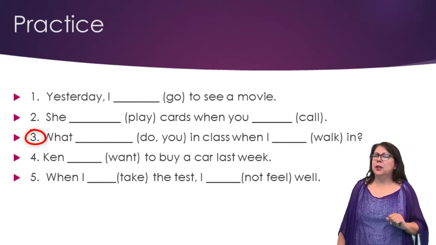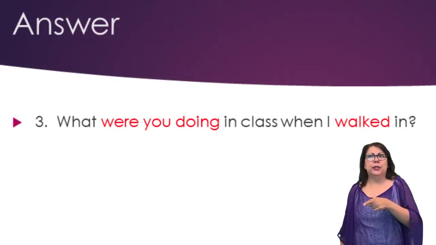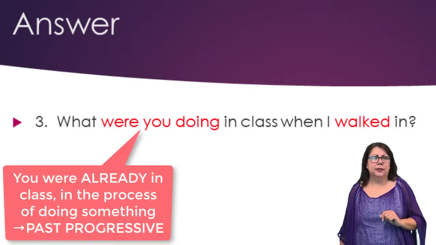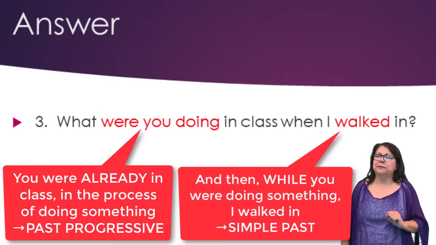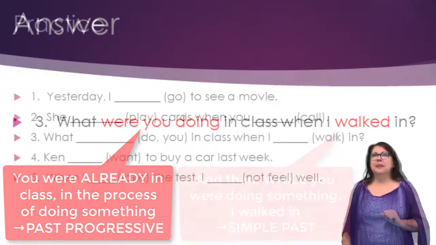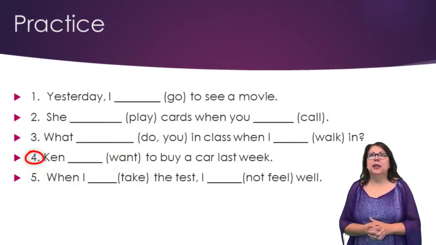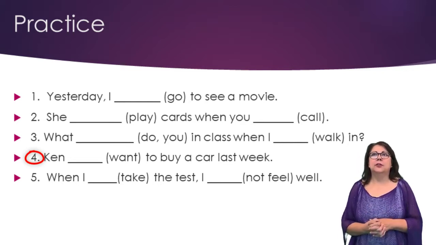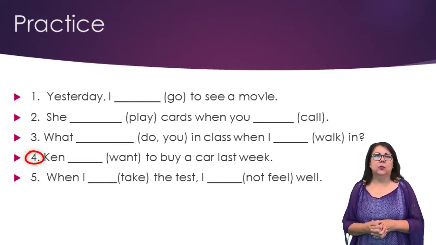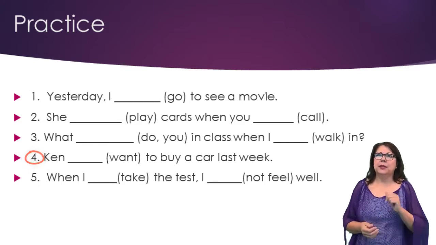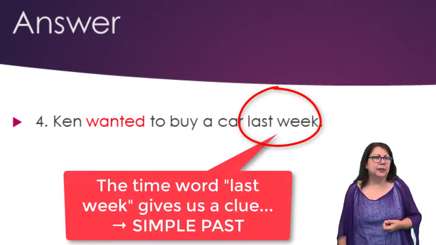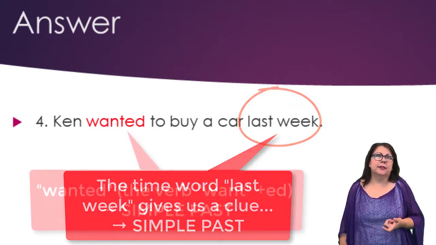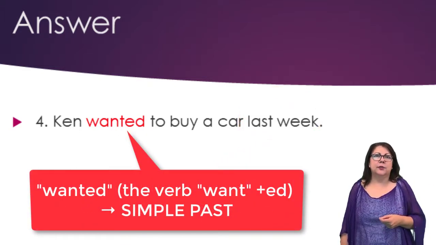Yeah, this one was probably a little harder because we threw in the subject you in there, right? What were you doing in class when I walked in? So the subject here is going to go between those 2 verbs. Yeah, that was a little tricky, right? All right, number 4, here we go. Ken want to buy a car last week. What do you think? This one might be a little bit easier, right? Yeah, because we have a time word last week, and so we know this is going to be in simple past. Ken wanted to buy a car last week. Very good.